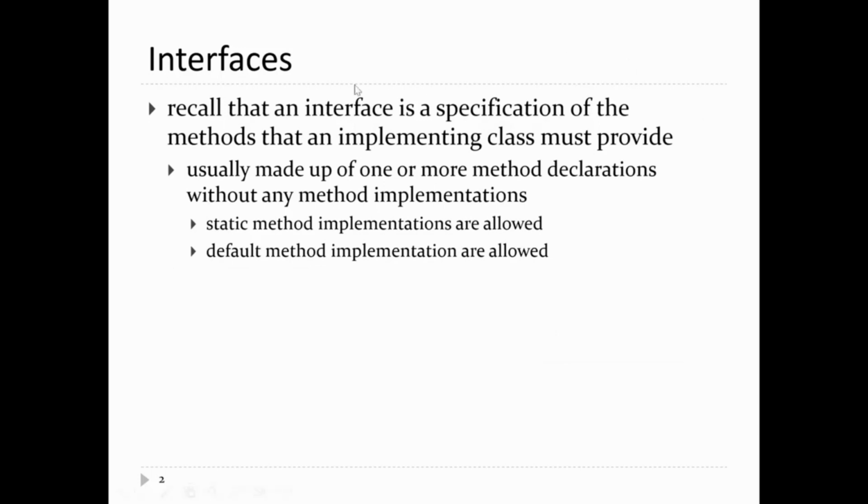So remember what an interface is. We've seen Comparable. The Comparable interface says that if a class implements the interface, it has to provide a compareTo method, and it also says that the compareTo method must behave a certain way. So an interface is just a specification of the methods that an implementing class must provide. Normally in an interface, it's just a bunch of methods and that's it. There are no definitions for the methods, only the method declaration and the contract or specification of the method.